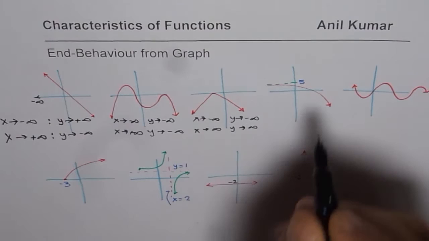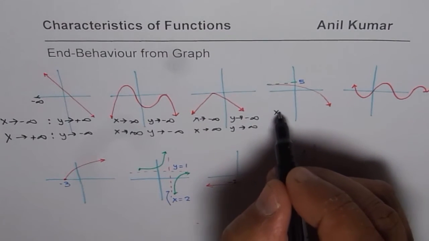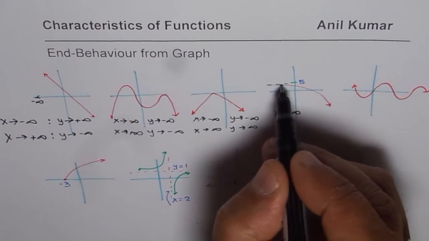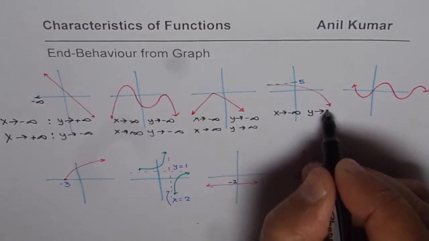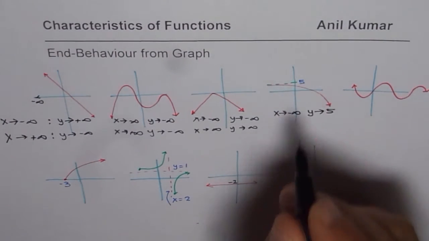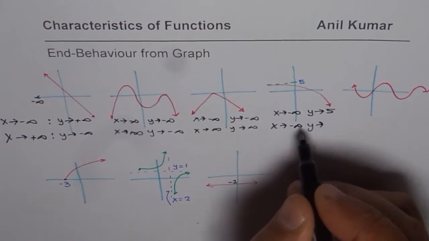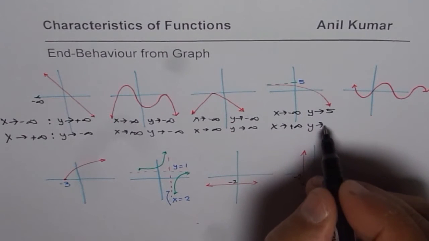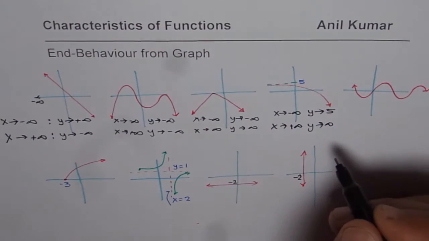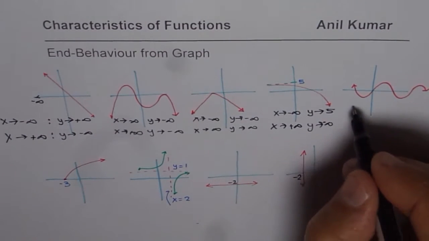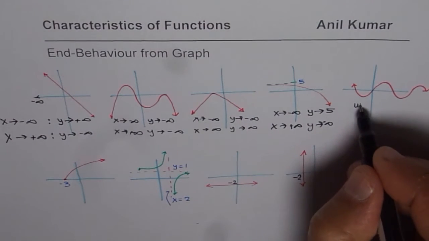Do you see that? In this particular case, there is a difference. When x approaches negative infinity, the function approaches a value of 5. So y approaches 5, though it is not quite 5. It is just approaching this value. When x approaches positive infinity, the function approaches negative infinity. Here, end behavior cannot be defined, so it is undefined.